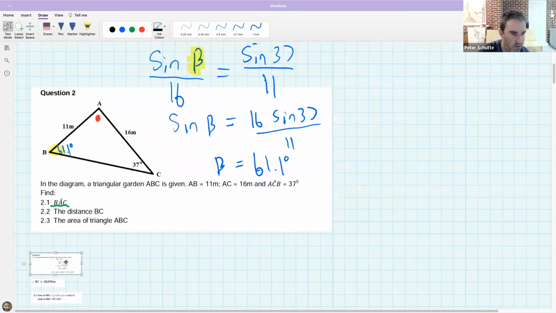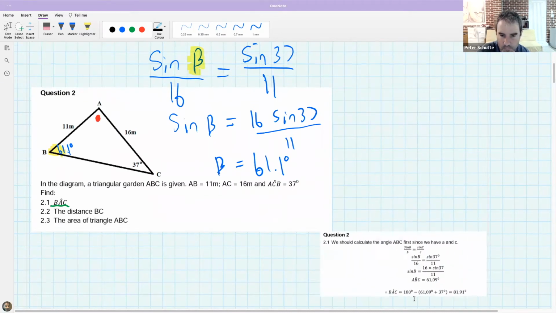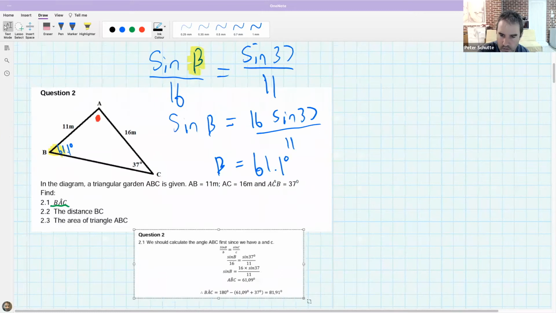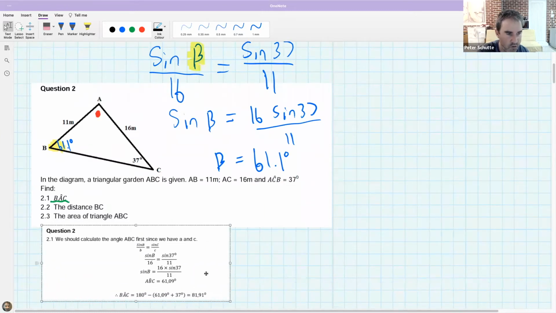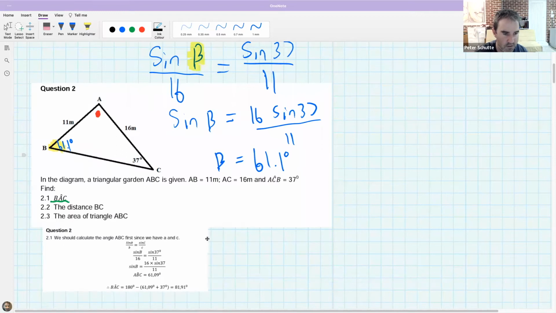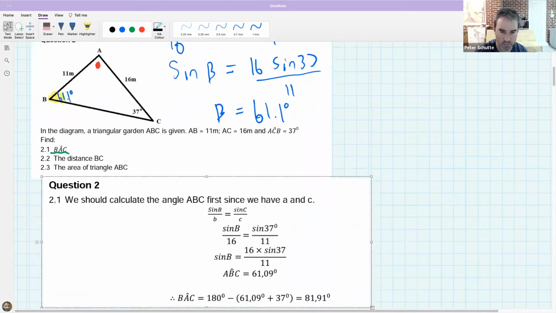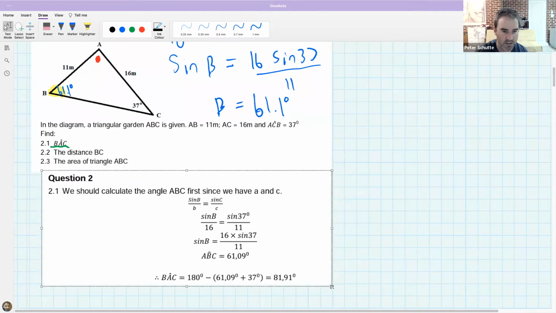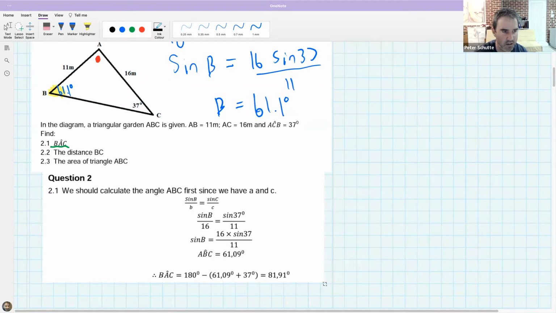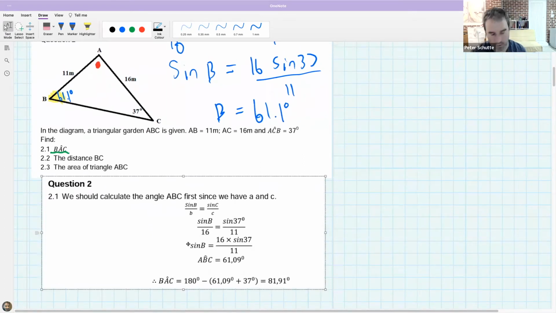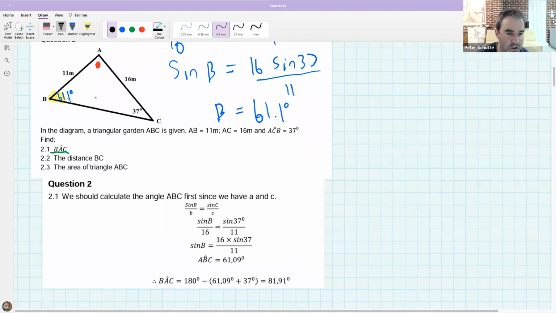So let's have a look. You should be getting 81.9 as your correct answer. So 81.91. And you can see the working out there on the screen. Let me see if I can. Oh, that's a bit big. Okay, so that's phase one, 81.91 degrees. Now for the second part of the question, so we've got this as 81.91. Now I want you to find me the distance BC.